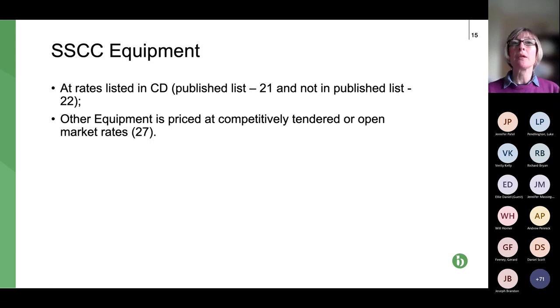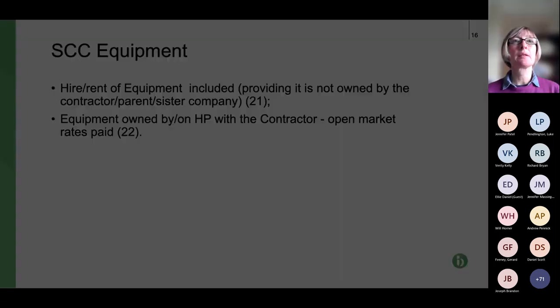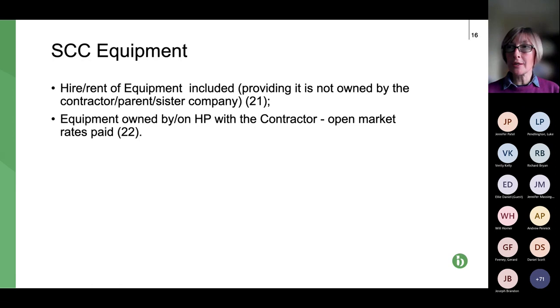You obviously need to make sure that when you're hiring your equipment, you're not paying above market rates, but you know, that would be really surprising if you were. So that's the shorter schedule. So if we can move on to the next slide, which covers the schedule.